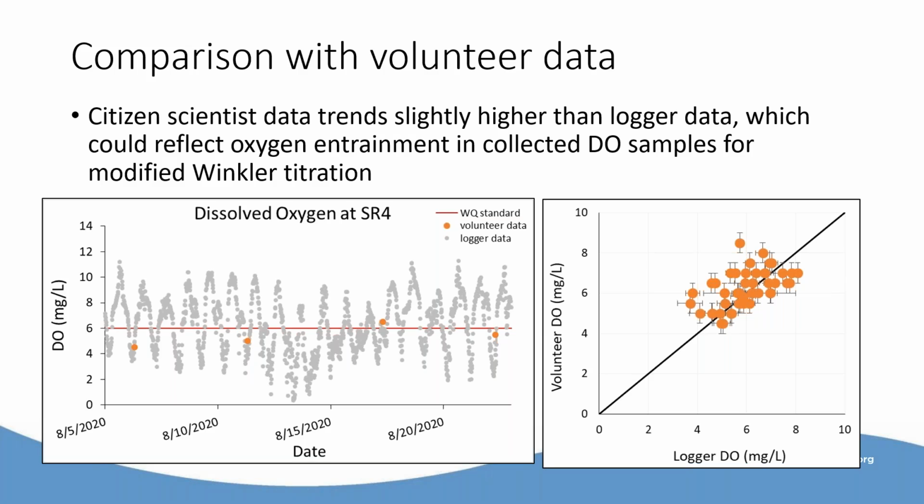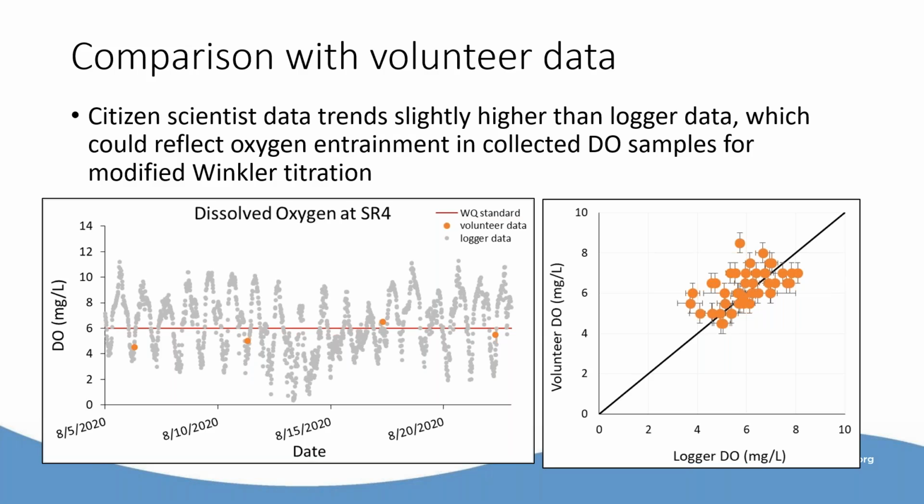And one of the advantages of the logger is that it stays on the bottom. When a volunteer collects a sample, they have to bring the sample up to the surface. And we take great pains to limit any sort of oxygen introduction into the sample as it's collected, but it is not an infallible process. So I think there's the possibility that some of the slightly higher dissolved oxygen could reflect a little bit of oxygen entrainment in the sample, either in sample collection or in the modified Winkler titration.